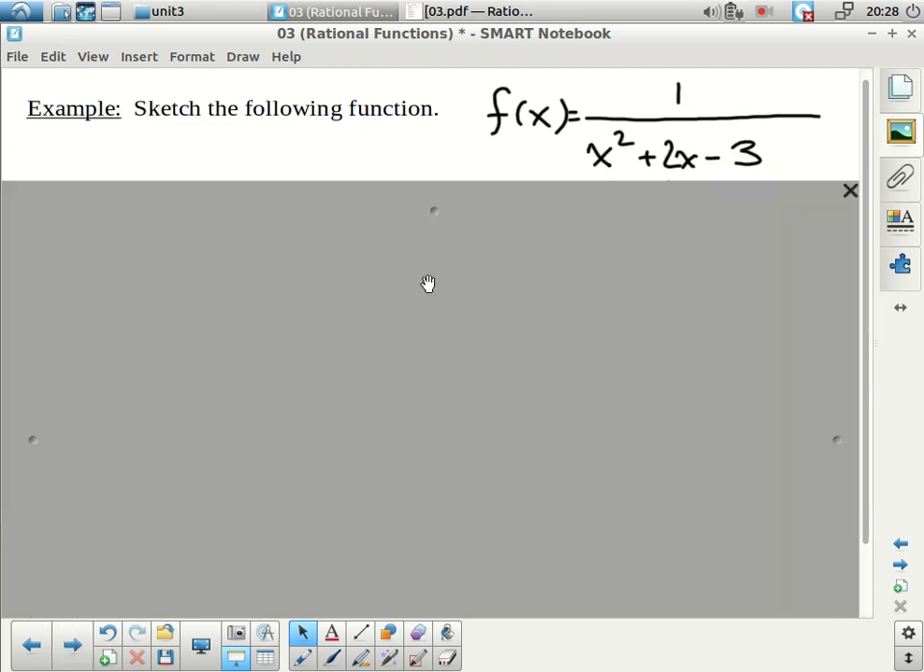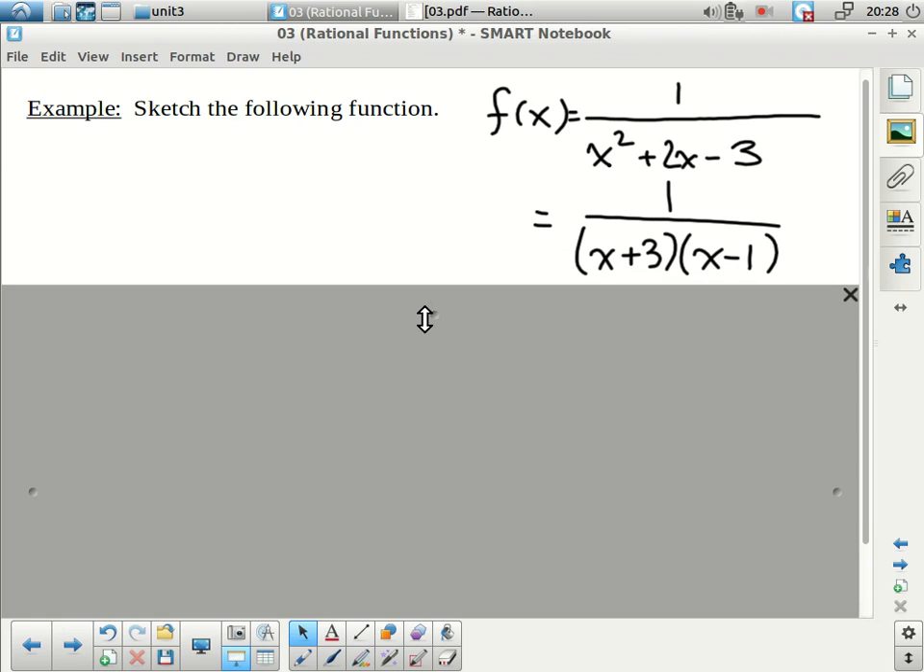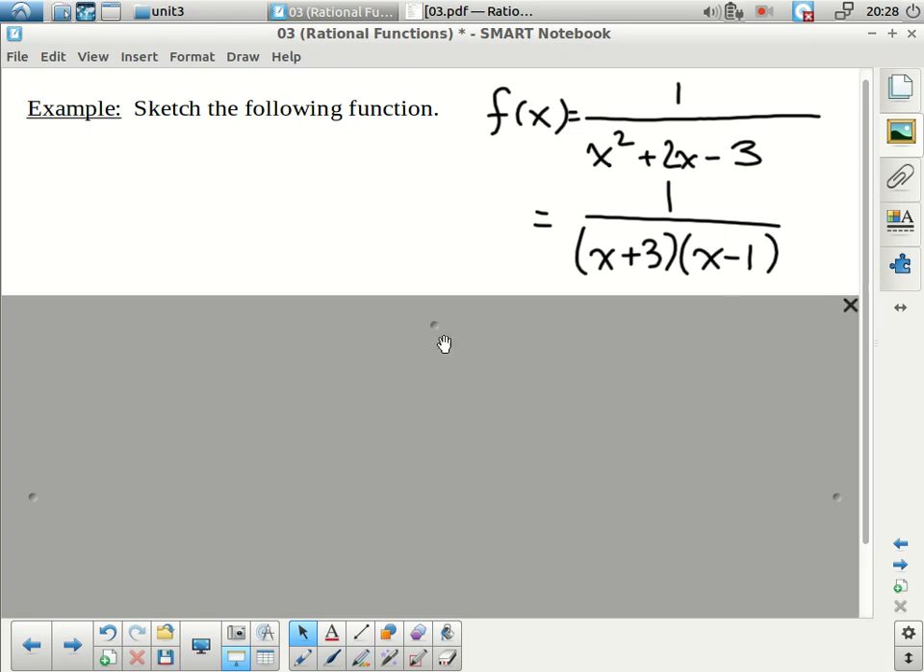So we're going to sketch the function f of x is equal to 1 over x squared plus 2x minus 3. For the purpose of knowing what we're dealing with here, it'd be helpful to factor the denominator. When I factor that, it turns into x plus 3 and x minus 1. So now we run through our process from yesterday.